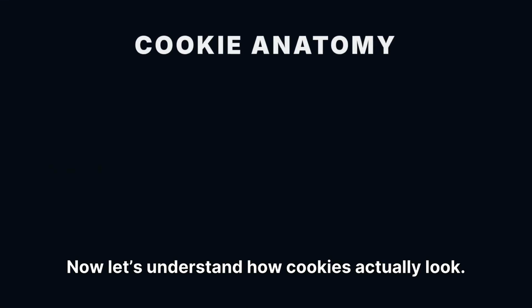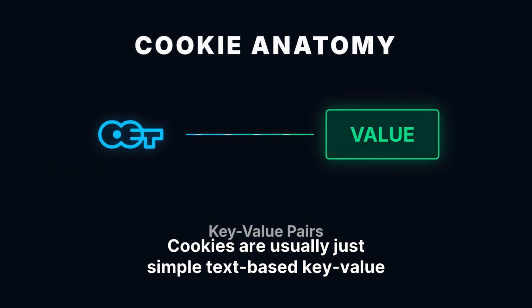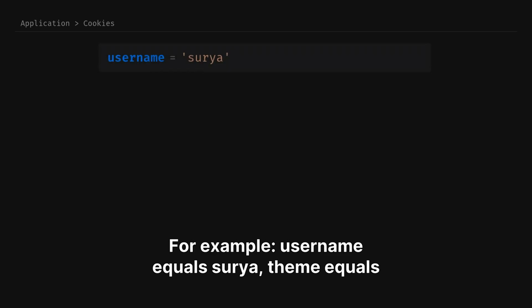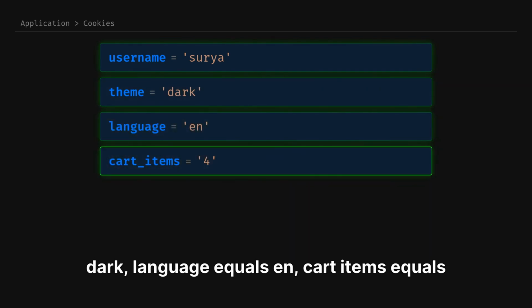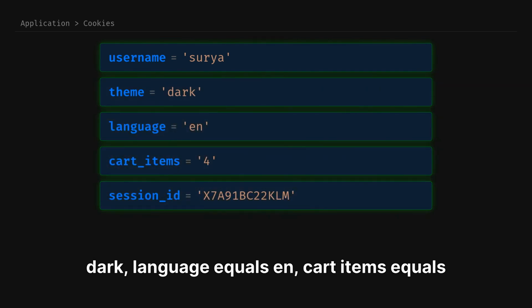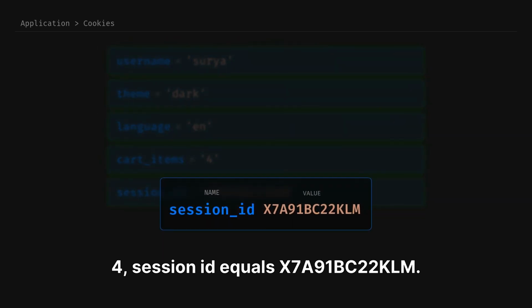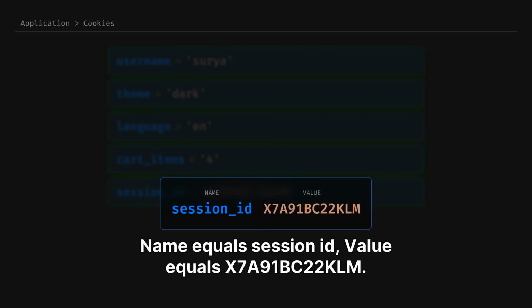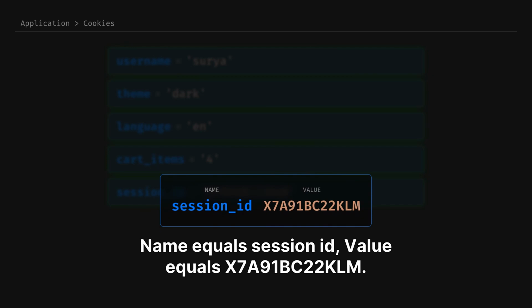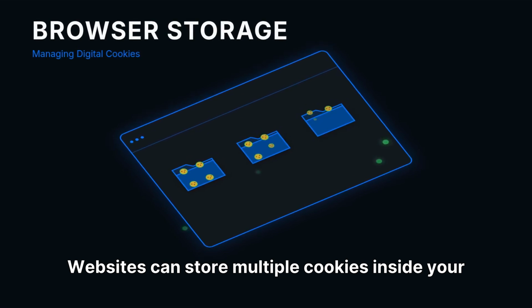Now let's understand how cookies actually look. Cookies are usually just simple text-based key-value pairs. For example, username equals Surya, theme equals dark, language equals EN, cart items equals 4, session ID equals X7A91BC22KLM. Each cookie has a name and a value. Name equals session ID, value equals X7A91BC22KLM.